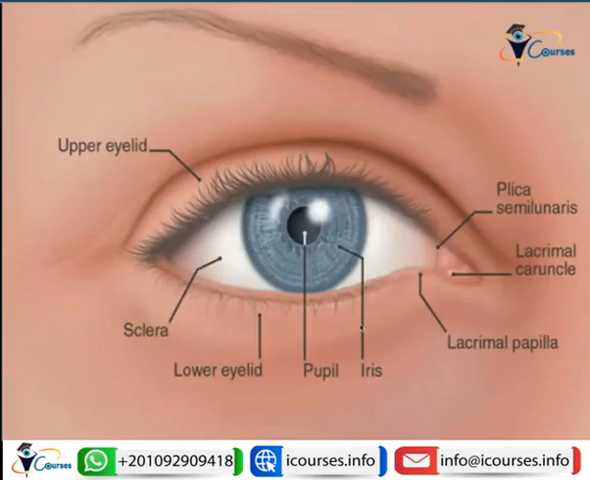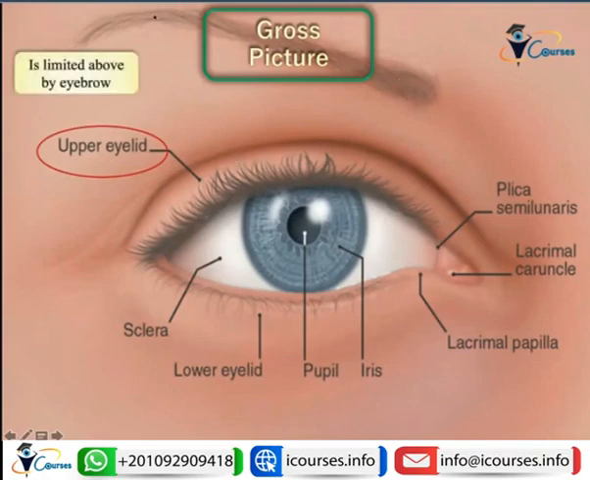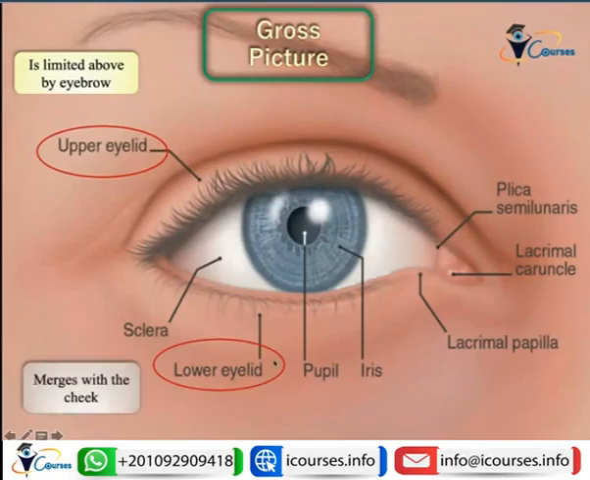So let's have an idea about the gross anatomy of the eyelids. As you know, we have two eyelids, the upper eyelid and the lower eyelid. Every one of them has its boundary. The upper eyelid is bounded above by the eyebrow, so the eyebrow makes the limit of the eyelid. However, the lower lid is not limited by another eyebrow, but merges directly with the cheek. So there is no prominent distinction between the lower eyelid and the cheek.